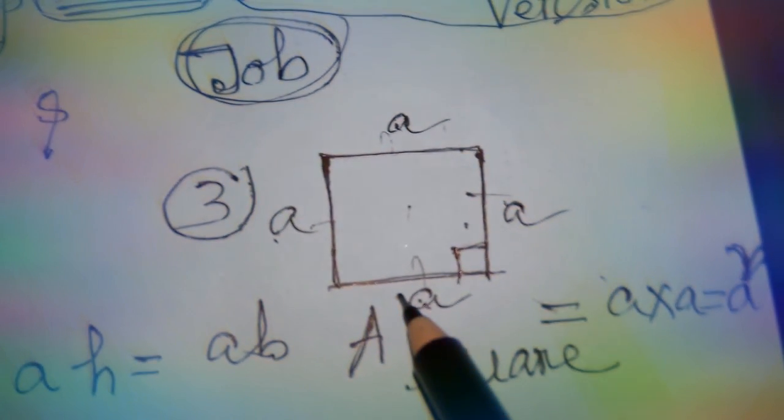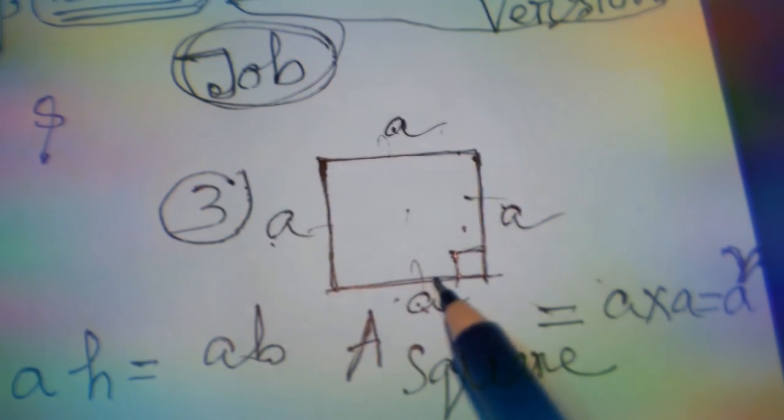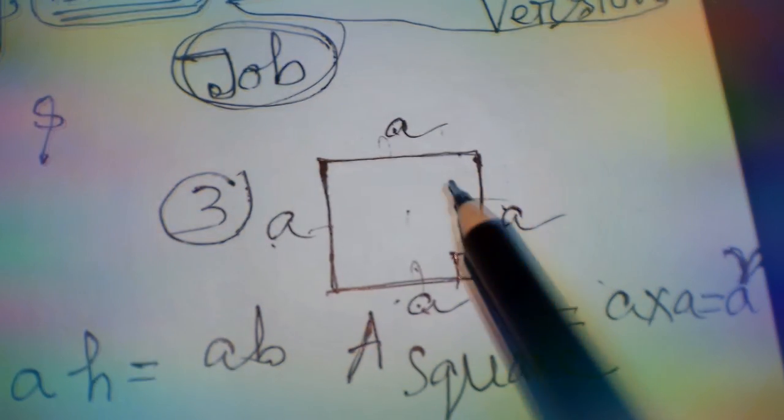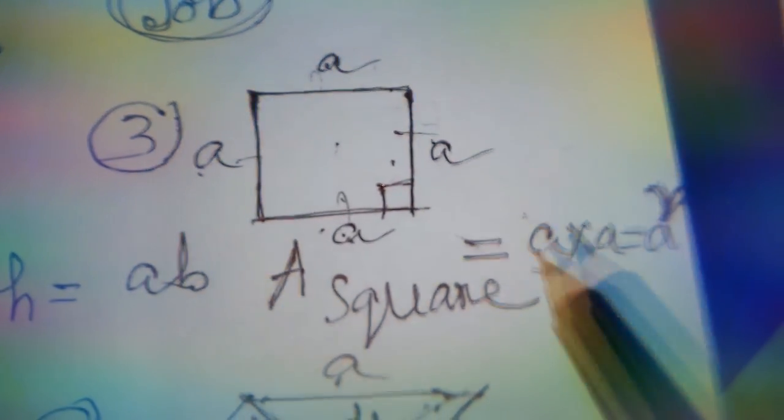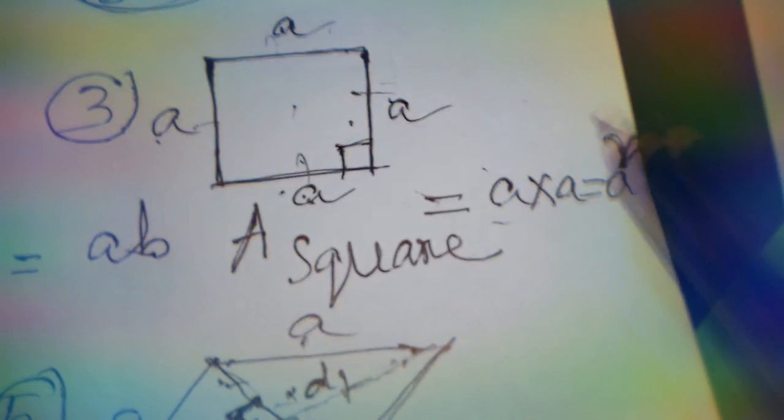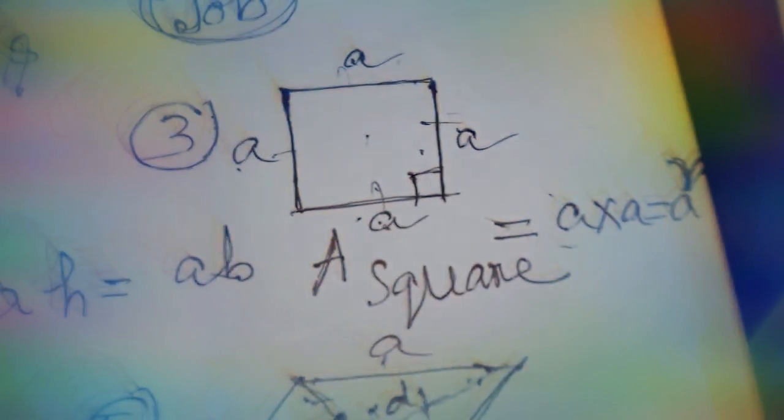So very simple, the area of a square equals A into A, I mean A into height, that means this is A. So the area of a square equals A into A, I mean A squared. Very simple.